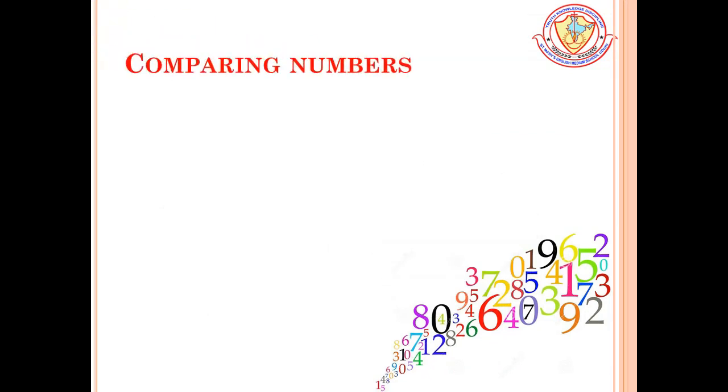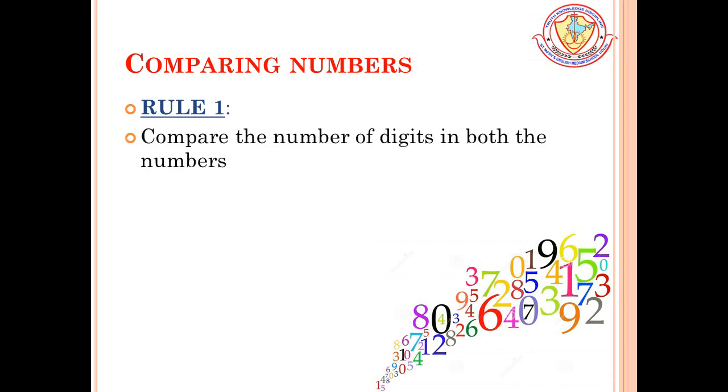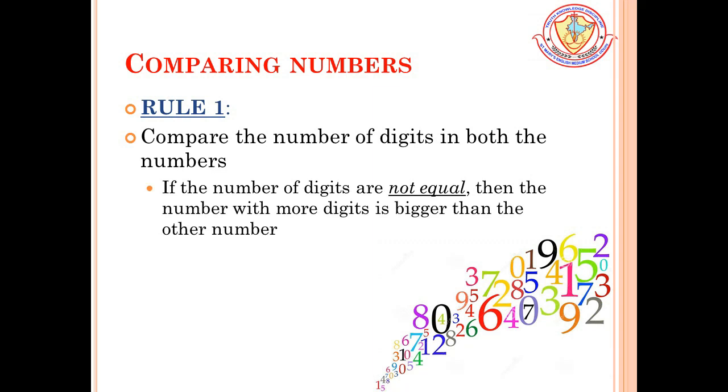Now we will see how to compare the numbers. There are two rules. Rule number 1, you have to compare the number of digits in both the numbers. If the number of digits are not equal, then whichever number is having the greatest digit is the biggest number. For example, in 78 and 876, 78 is having only 2 digits, whereas 876 consists of 3 digits. That's why 78 is less than 876.